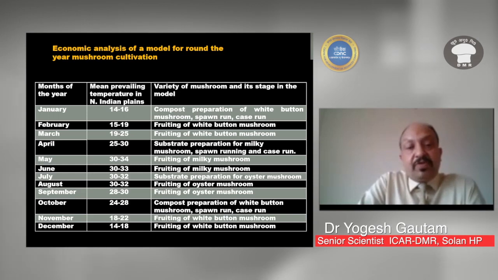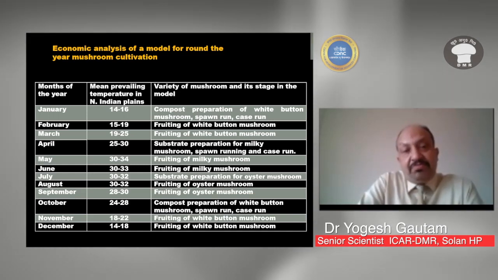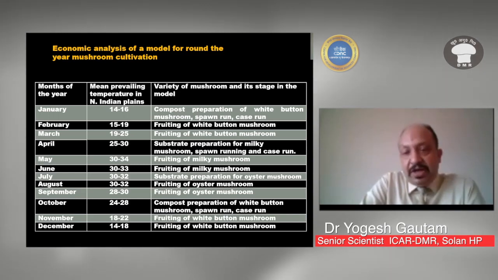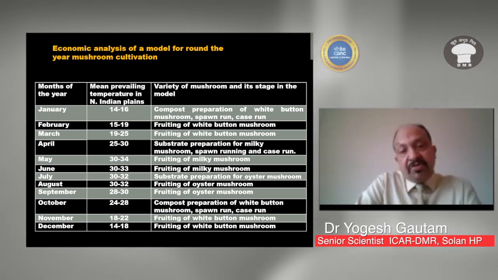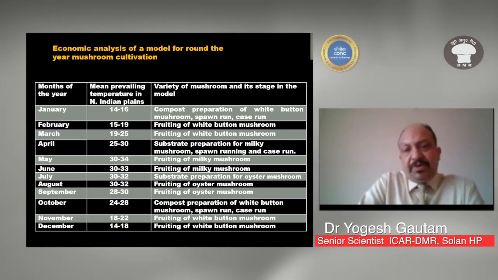in a mushroom farm, which grows mushroom throughout the year. So in January, when the temperature is around 14 or 16 degrees, they may be preparing compost, or if they have prepared compost, it will be in for spawn run. In February, the fruiting will be there. In March also. Then in April, they can go for preparation of substrate for milky mushroom.